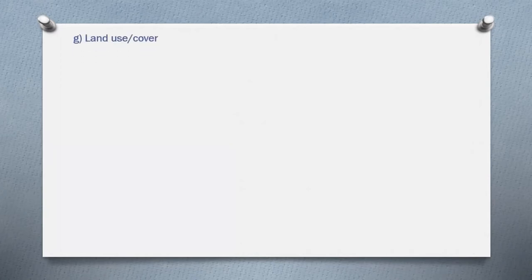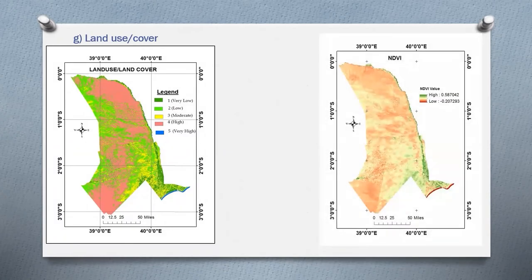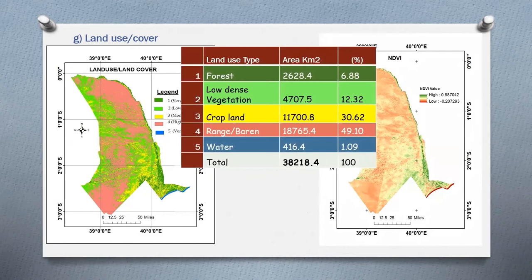The last factor here was the land use land cover, which we classified here using the supervised classification, and we found most of the area here is bare, and it's used for agricultural activities. The NDVI, the normalized difference vegetation index, we used to counter-check the validity of this map. The highest area was covered by rangeland, which is 49%, followed by cropland, which is 30%.